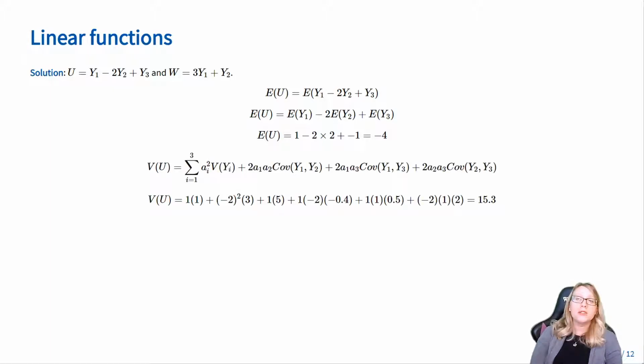The variance of u is a little bit trickier. To find the variance of u, we'll take the sum of the constant a squared times the individual variances, so we've got 3 terms in the summation, plus 2a1a2 times the covariance of y1, y2, plus 2a1a3 times the covariance of y1, y3, plus 2a2a3 times the covariance of y2, y3. Plugging all of those values in from the variance-covariance matrix, we get a variance of 15.3 for the linear combination u.